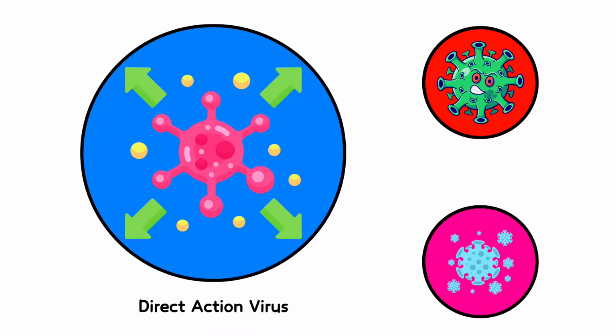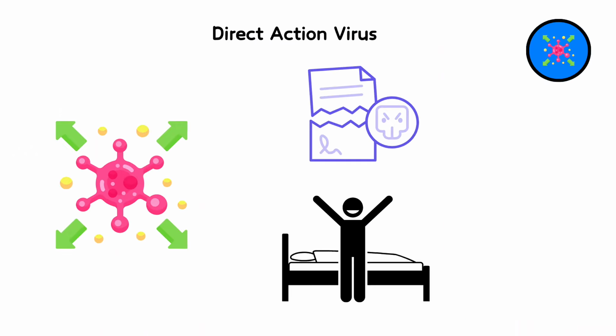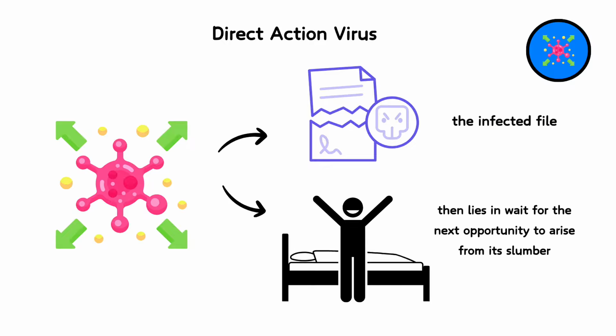Direct Action Virus. Direct and destructive, this virus activates when you open the infected file. It's like opening a book that releases a swarm of locusts. It spreads quickly, infects thoroughly, and then lies in wait for the next opportunity to arise from its slumber.